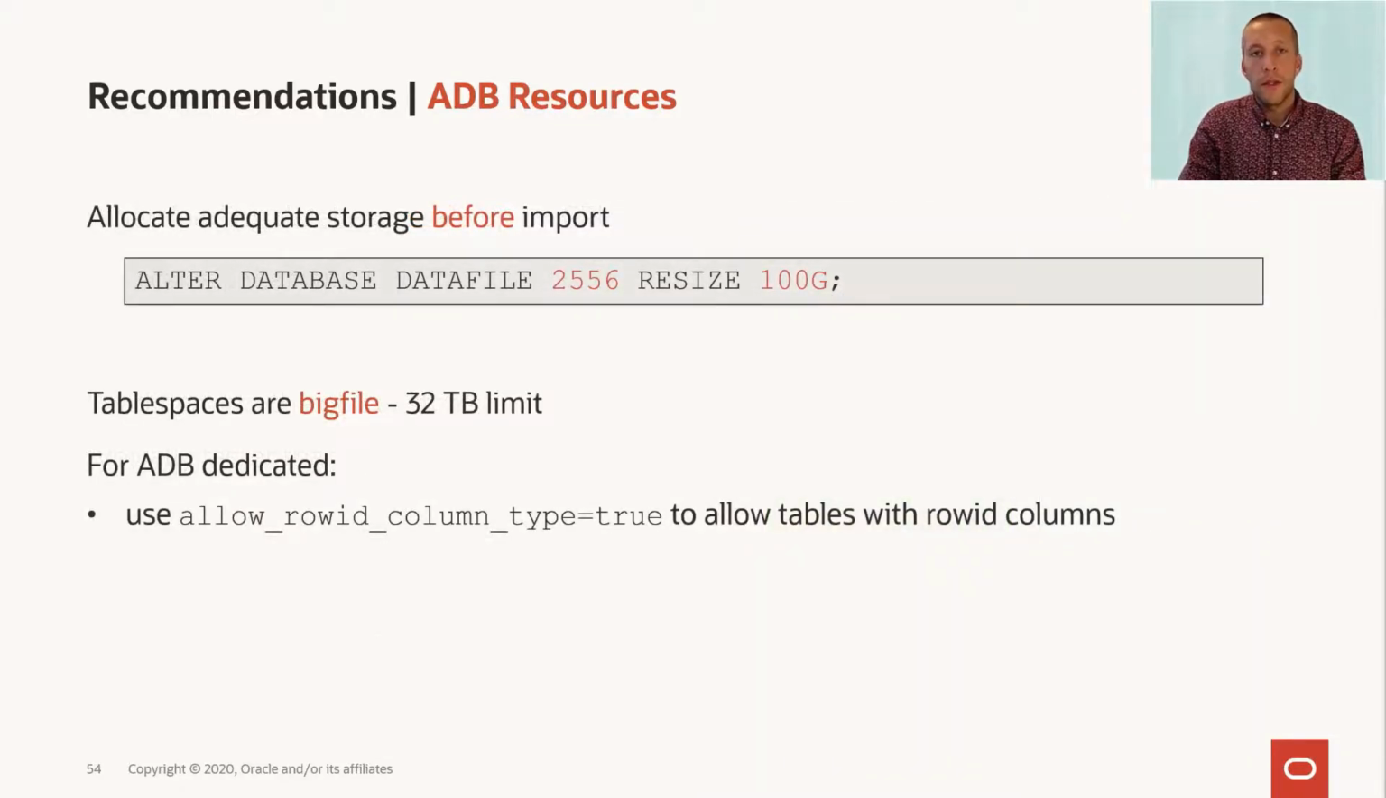Also, I would recommend that you set the size of your data files so they are big enough to hold your data without needing to auto-extend. The tablespaces in the autonomous databases are bigfile tablespaces, which means that with an 8K block size, they can hold up to 32 terabytes. If you do a Data Pump import and the data files aren't big enough, they'll auto-extend, but it'll take time and it'll prolong your migration, and there's a small risk of concurrency. So I advise you to set the size of the data files so they are big enough from the beginning.